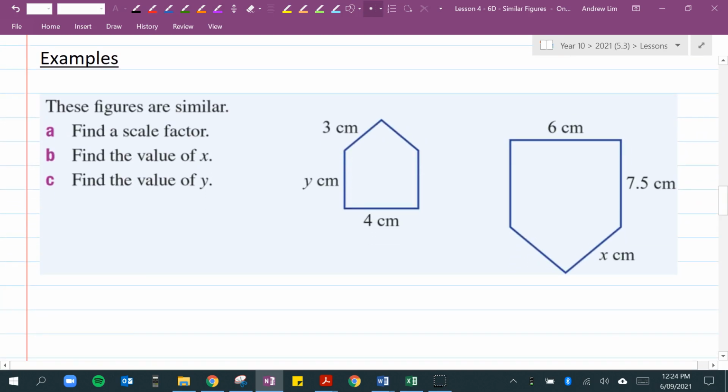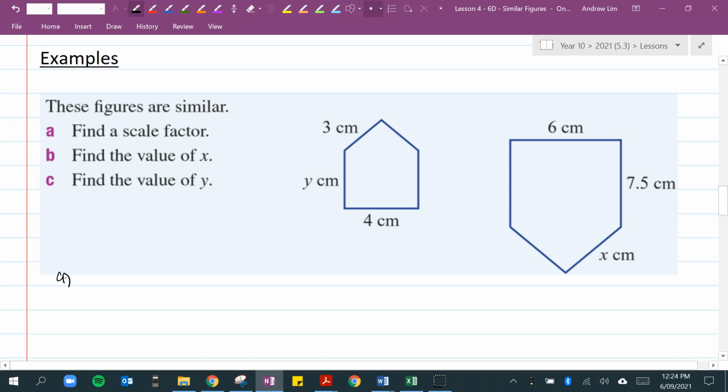These figures are similar, so we don't need to prove it. It tells us that they are similar. So that means we know that the corresponding angles are equal, and we know that the corresponding sides will all be in the same ratio. Let's find the scale factor, or let's figure out what this ratio is.